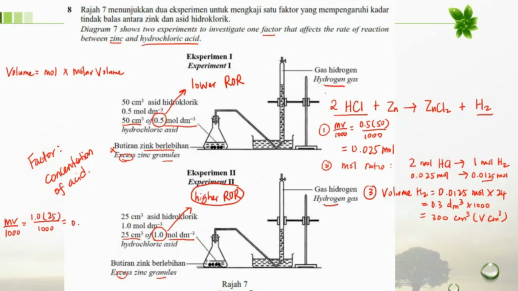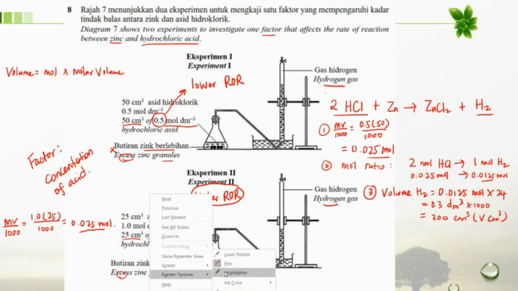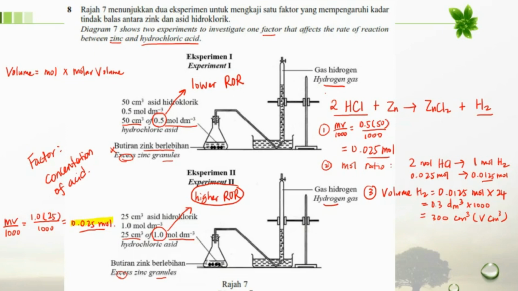Okay, you'll get 0.025 mole also. So 0.025 mole, these are also 0.025 mole. In other words, the number of mole of the acid here will be the same. So if you ratio it, the volume will be the same. Class, if you see, the number of mole for the acid are the same. If the number of mole for the acid are the same, meaning that the volume will be the same.